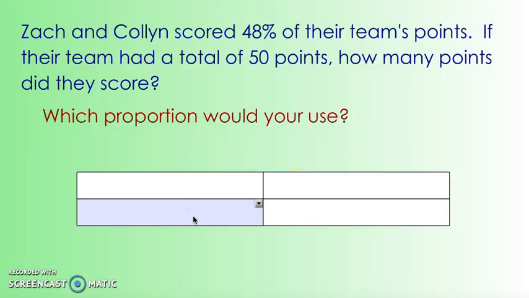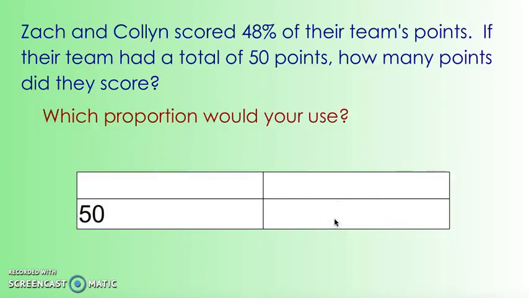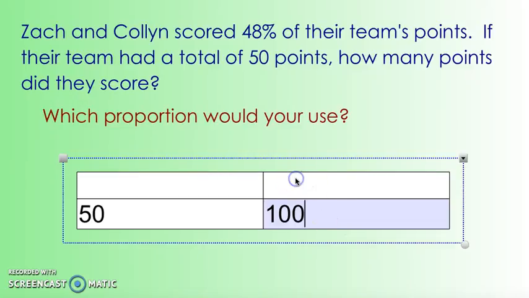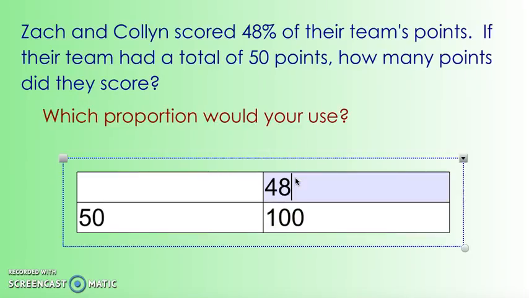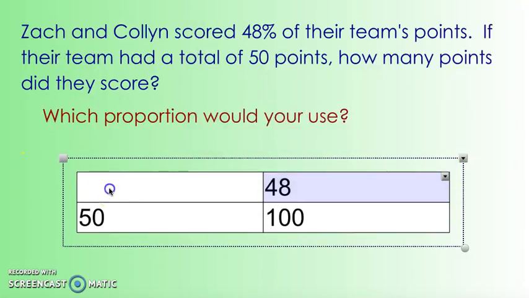Well, they gave us the total points, so that is the whole amount. The 100 stays the same. We're given a percent, so let's put that in there. So we just need to calculate this. So we need to take 48 diagonally times 50 divided by 100, and the answer is 24.